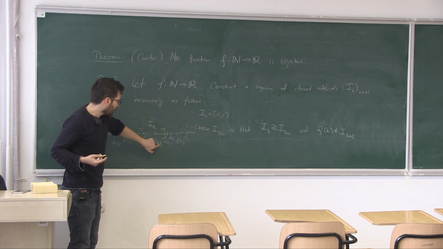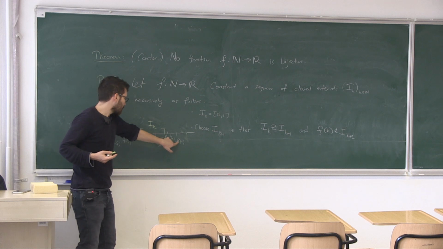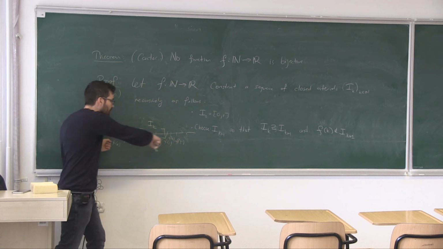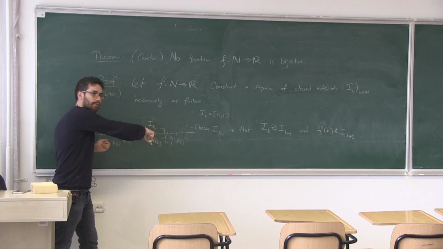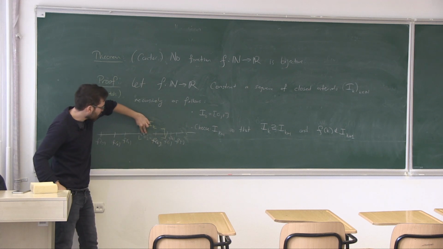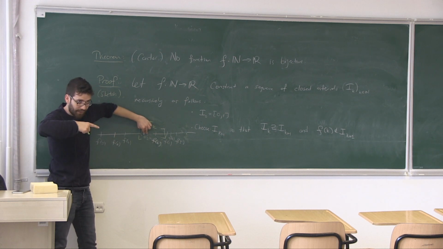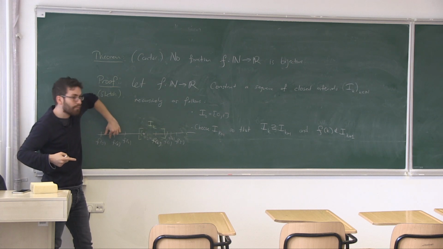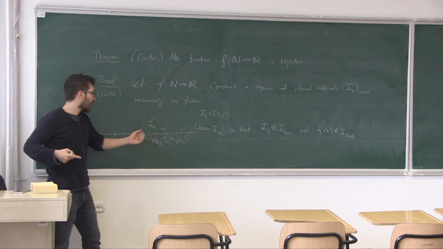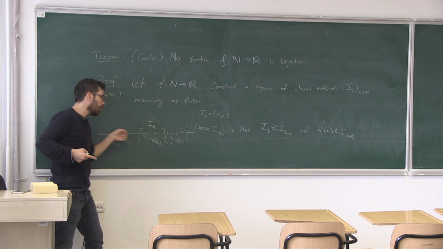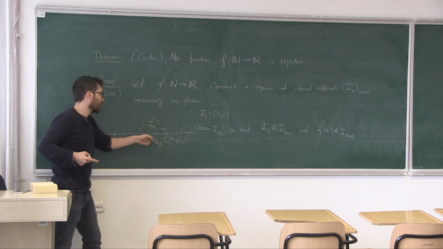Now, at the kth stage, up to the kth stage, I'm only dealing with k many points. And I'm looking at radii 1 over 1, 1 over 2, 1 over 3, and so on. That set is infinite. I have finitely many points. So for some radius, this interval will have to miss all these finitely many points, f0, f1, f2, and so on.